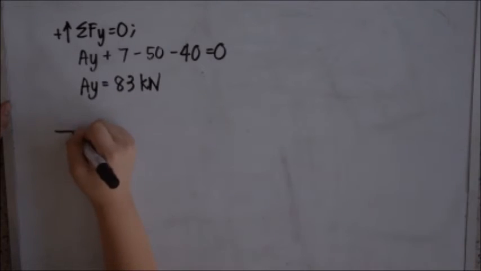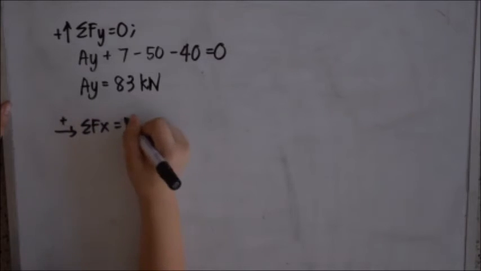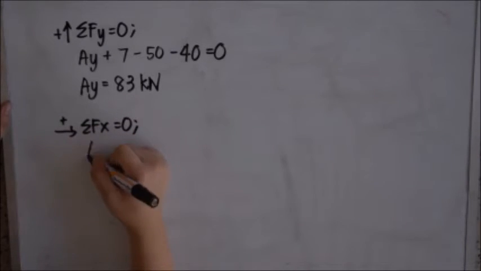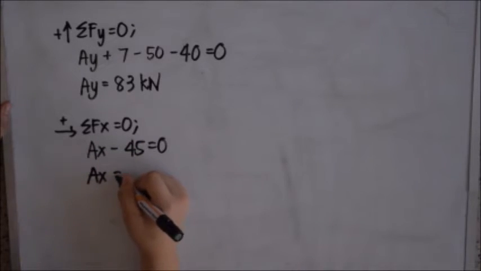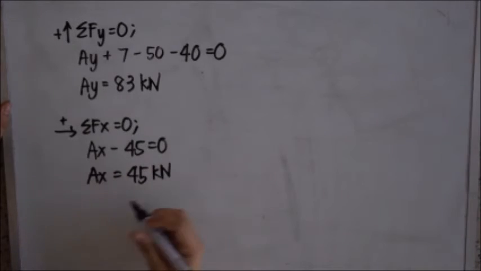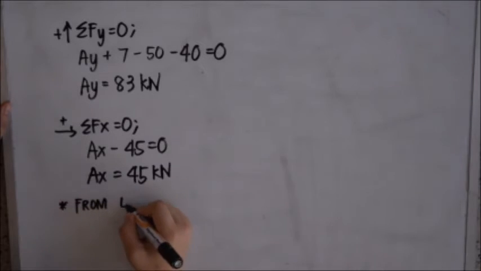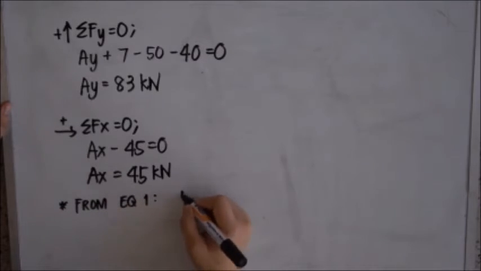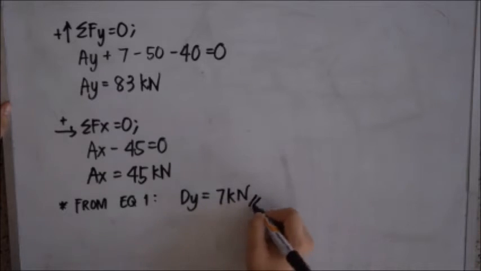Mag-summation f of x lang tayo para makuha yung ax. So, summation f of x is equals to 0. Ax minus 45 is equals to 0. So, ang ax natin is equals to 45 kilonewton. At galing dun sa equation 1, ang dy natin will be 7 kilonewton.